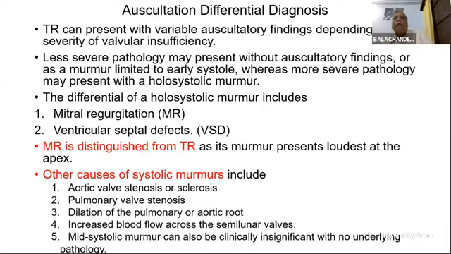Next. The auscultation differential diagnosis of the same systolic murmur, as I told you, are two mainly: mitral regurgitation and ventricular septal defect, because of its location. And other things can occur like aortic stenosis, pulmonary valve stenosis, dilatation, and increase of the murmur across the valve. So these can occur and cause a differential diagnosis of the TR murmur. Next slide.